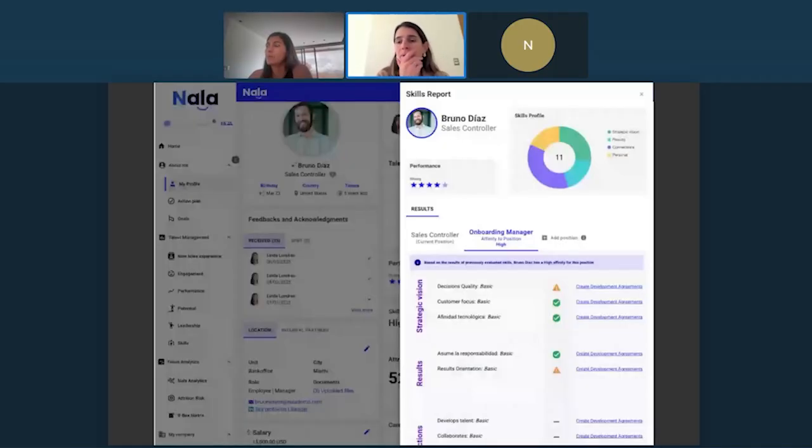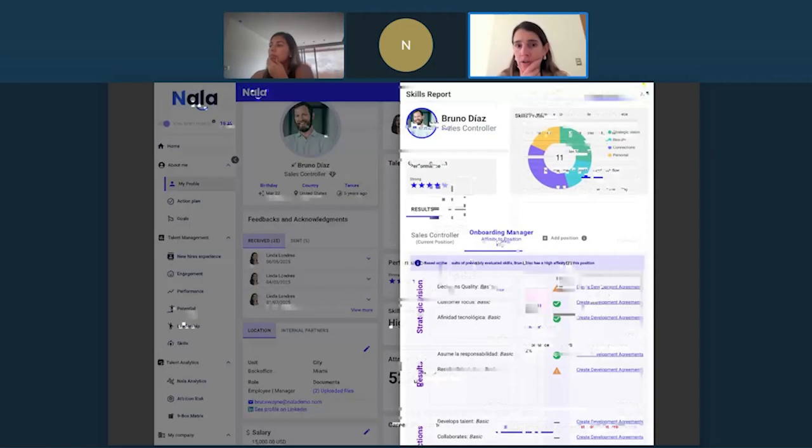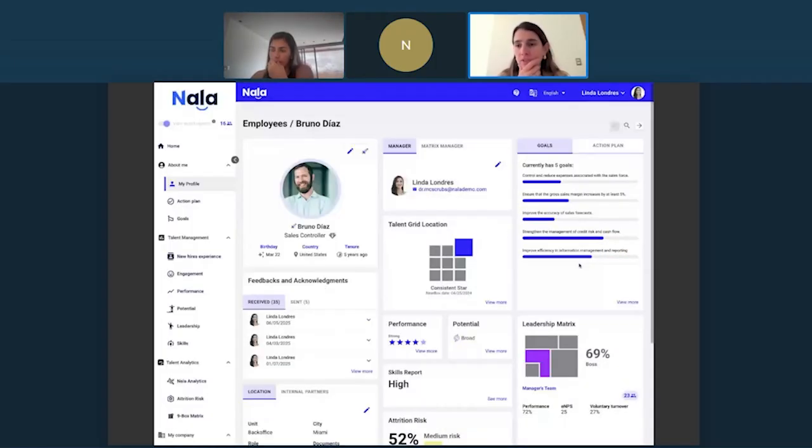So this all looks great if you already have the setup, but what about companies that are maybe in the process of getting their competency model, and they don't have job descriptions? How much do they need if they want to start using the platform?